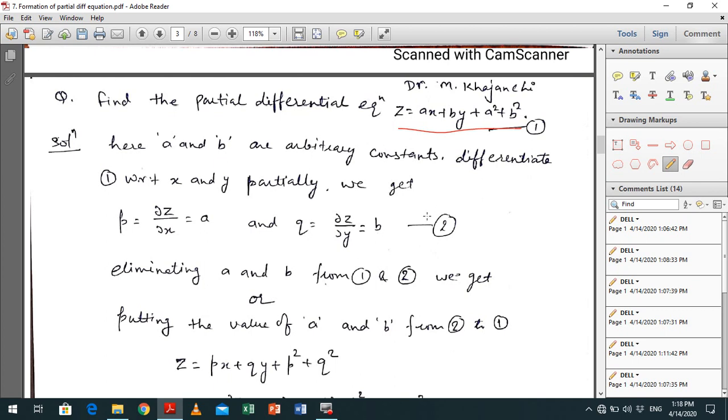Now using 1 and 2 we eliminate a and b. So we get a = p and b = q. Putting the values of a and b in equation 1, in place of a we put p, and in place of b we put q. So it becomes z = px + qy + p² + q².